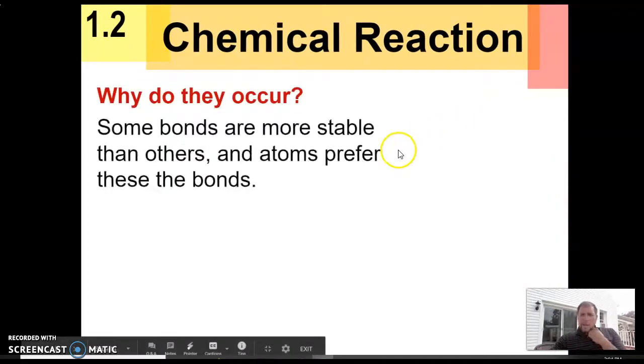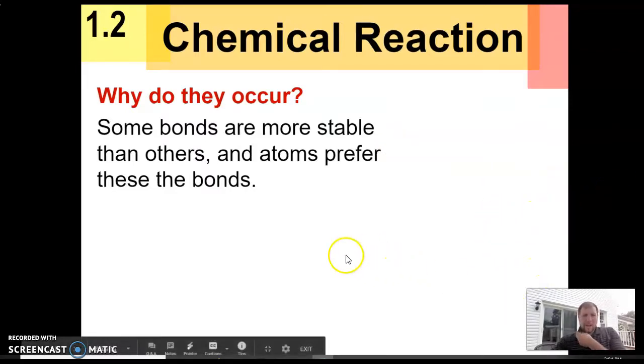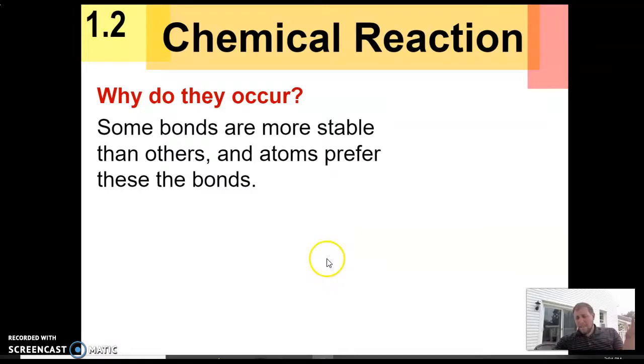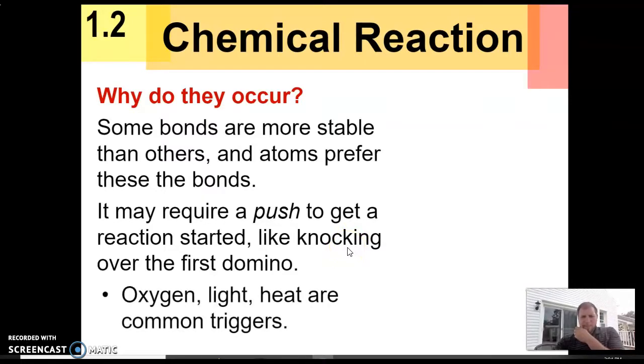Now, why do chemical reactions occur? It's kind of complicated, but in essence, it is this: atoms, in most cases, like to bond, and some bonds are more stable than others, whereas others are less stable. And so whenever possible, given the circumstances, atoms will remove themselves from those unstable bonds and reform into more stable bonds. Now, it may require a push to get the reaction started, like knocking over one domino, and then the rest follow after that. Some common triggers that can start a chemical reaction are excess light, heat, or oxygen.